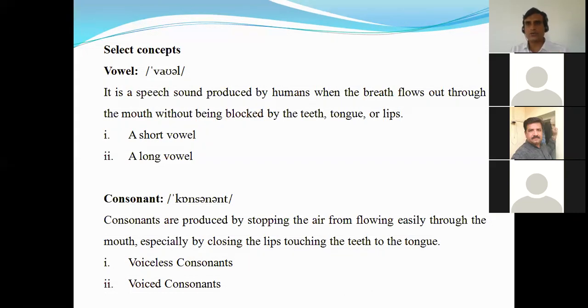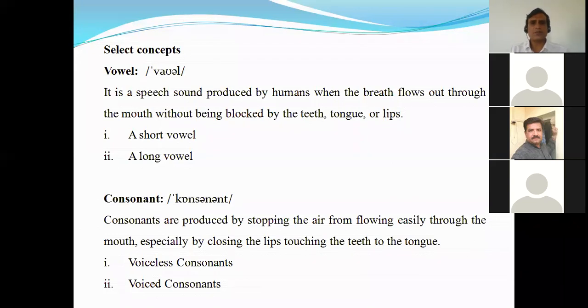We can segregate it into two different segments, a short vowel and a long vowel. As I told you, short E, long E. Short E, bit, and long E, bees. So in this way, this is vowel. Let us turn towards the next word, consonant.